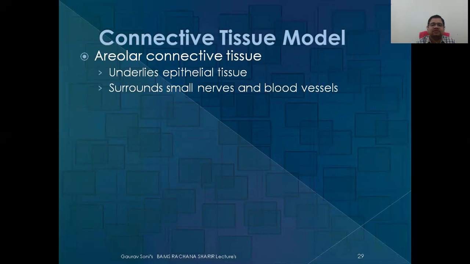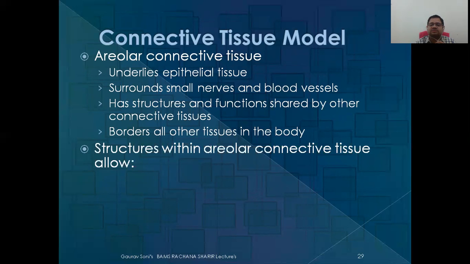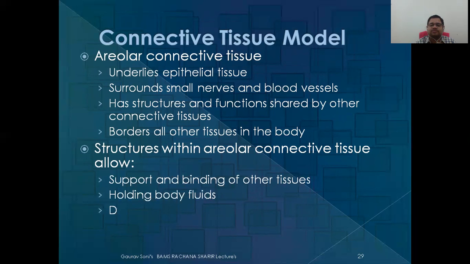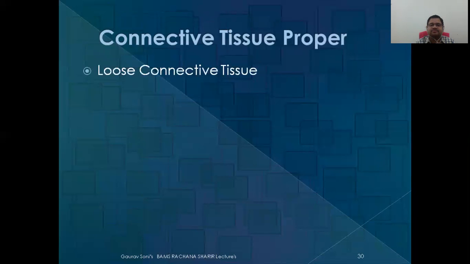Specifically talking about areolar connective tissue, it underlies all the epithelial tissues, surrounds small nerves and blood vessels, has structures and functions shared by the other connective tissues, and borders all other tissues in the body. So these are certain characters of the areolar connective tissue. Structures within the areolar connective tissue allow the support and binding of other tissues, holding of body fluids, defending the body against infection, and storing nutrients as in fat.